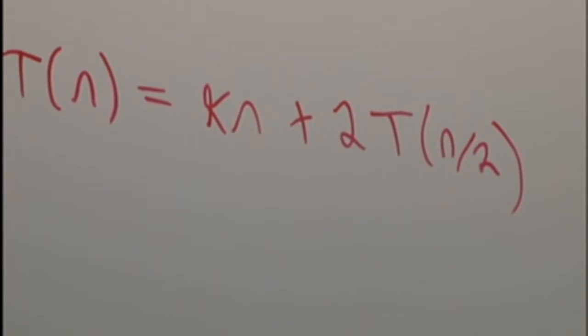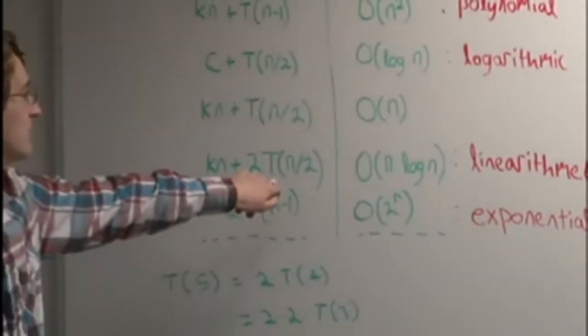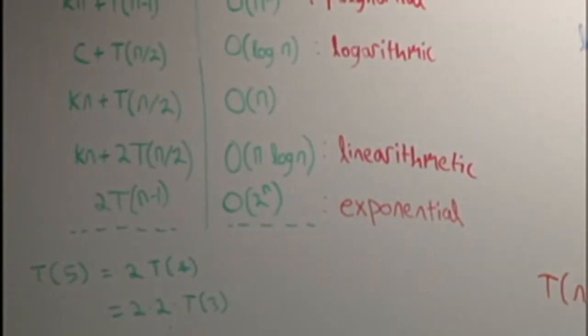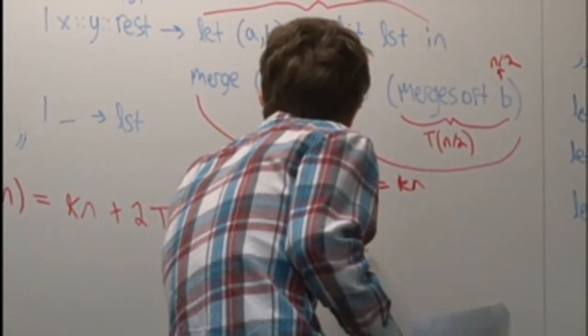So we can look this up in the table. kn plus 2 T of n over 2 gives us linear arithmetic, O of n log n.